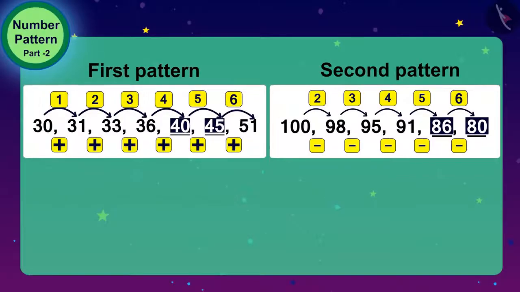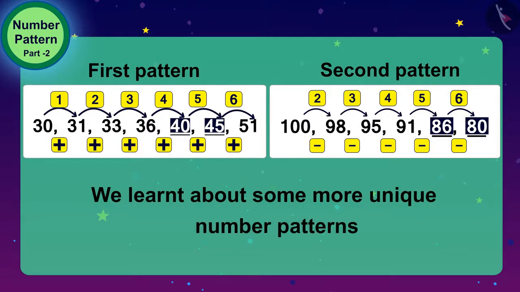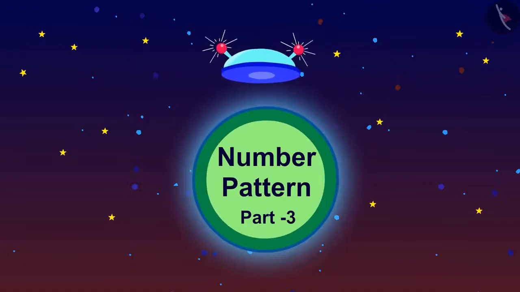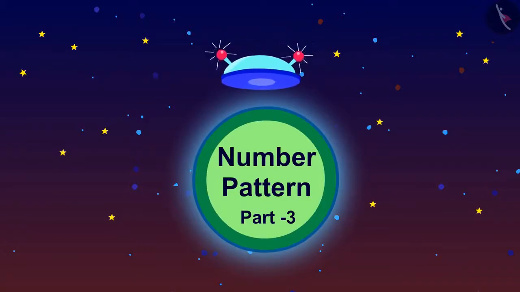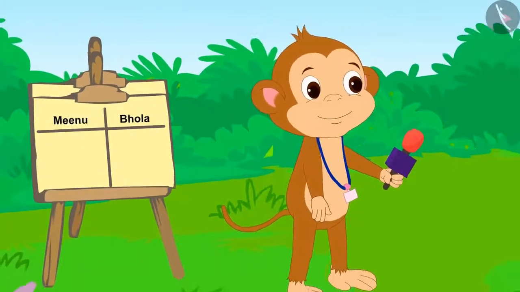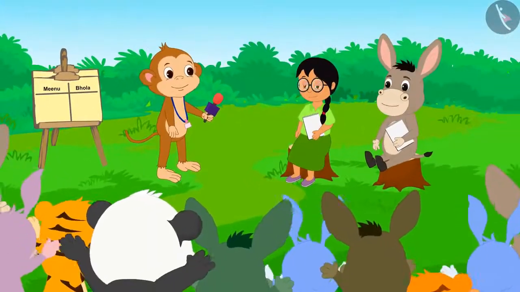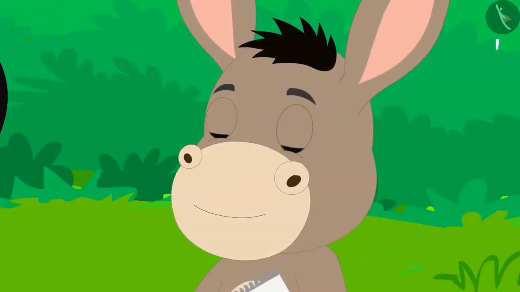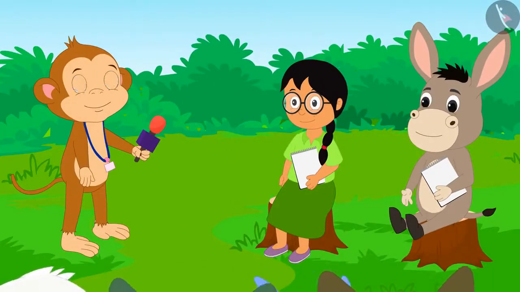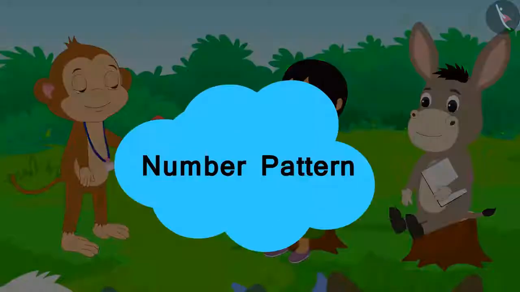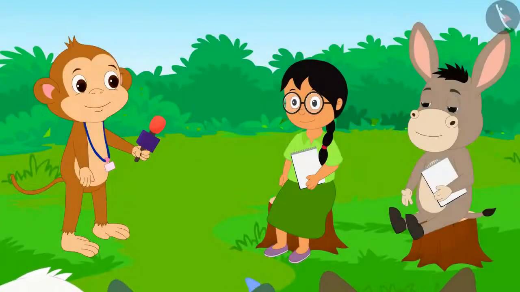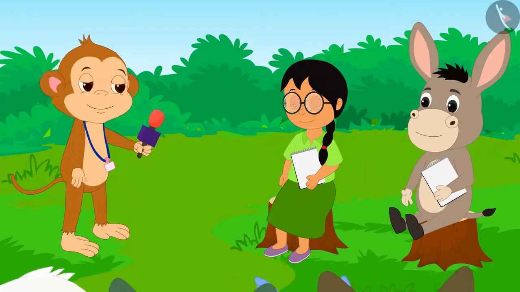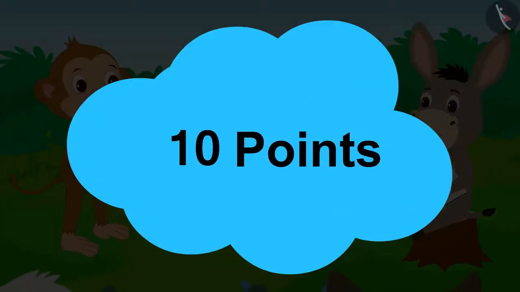Hello children! In the last video, we learnt about some unique number patterns. In this video, we will learn to make number patterns using some more mathematical operations. Today, a unique game is being played in Champapur. Meenu and Bhola have taken part in this game. In the game, both of them have to complete the number pattern. The one who completes the number pattern correctly first will get 10 points.